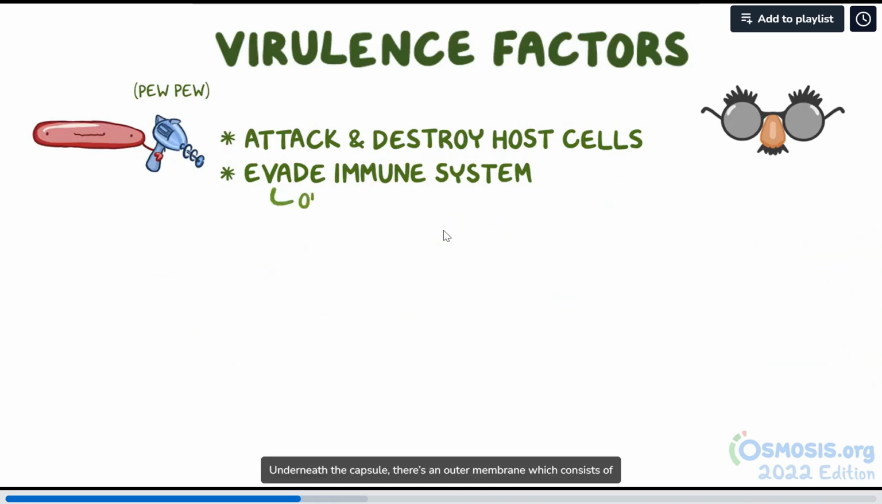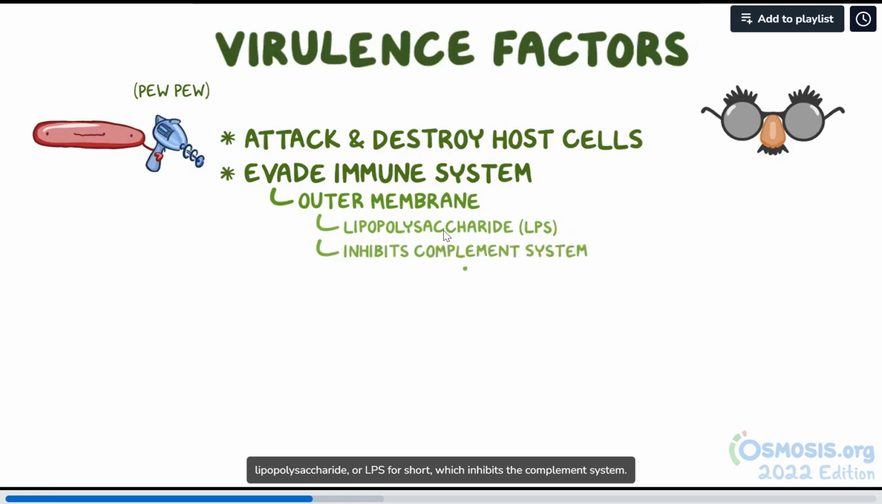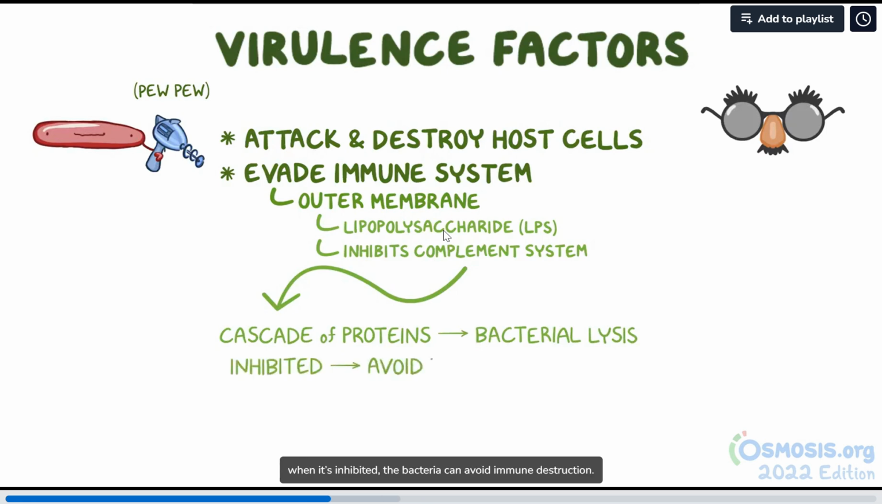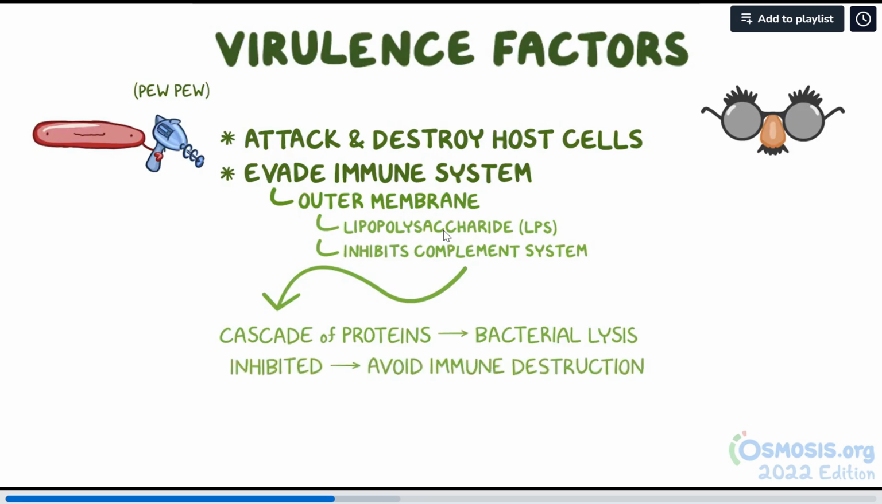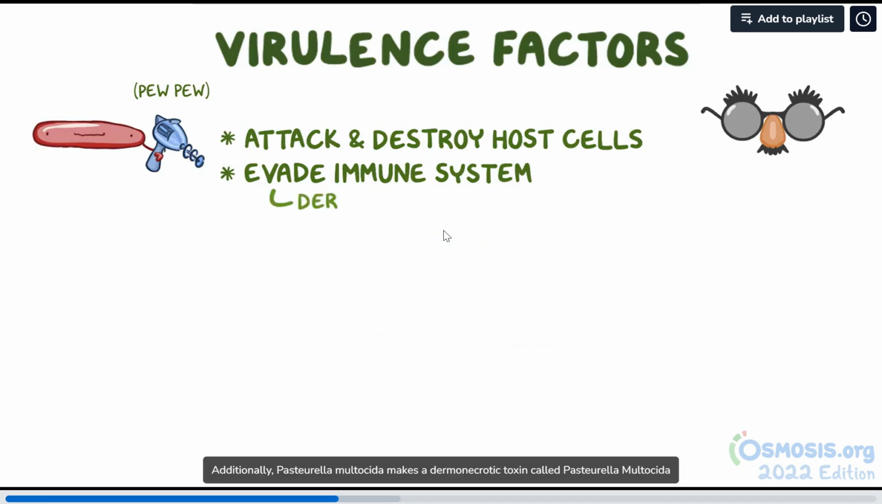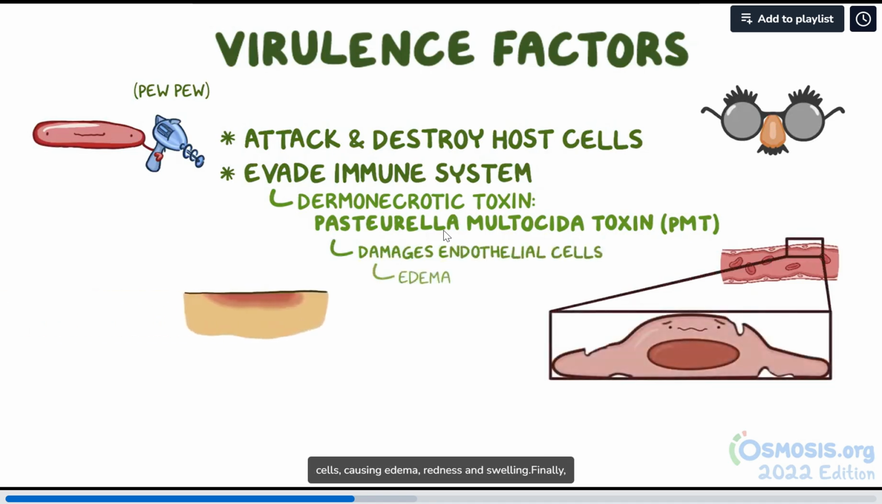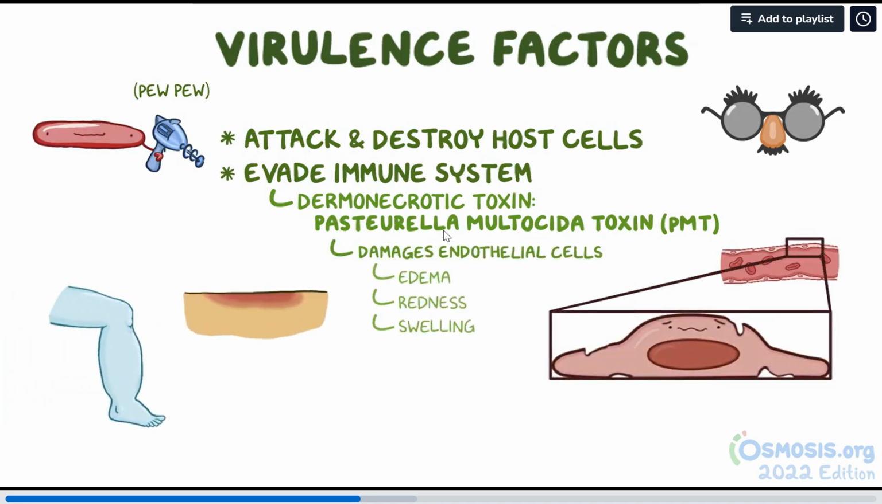Underneath the capsule, there's an outer membrane which consists of lipopolysaccharide, or LPS for short, which inhibits the complement system. The complement system is a cascade of proteins that get activated one after another to cause bacterial lysis. So when it's inhibited, the bacteria can avoid immune destruction. Additionally, Pasteurella multocida makes a dermonecrotic toxin called Pasteurella multocida toxin, or PMT for short, which directly damages the endothelial cells, causing edema, redness, and swelling.